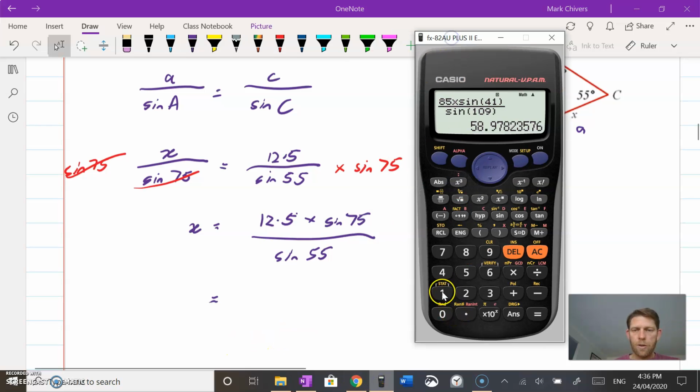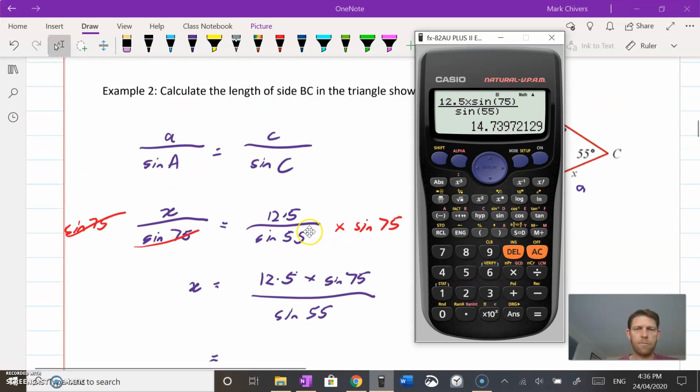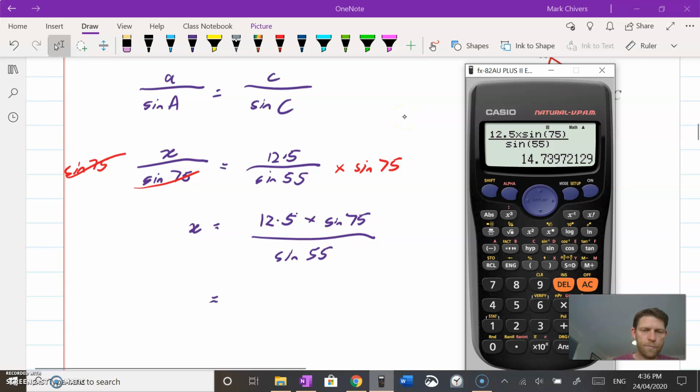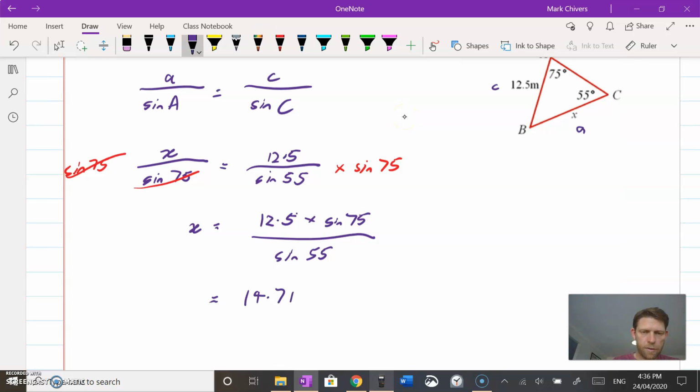So I'll create the fraction first. 12.5 by sine 75 is going to be over sine 55. And we press equals and we end up with, I'll just check on the rounding, 14 point, it doesn't say, so we'll go with 14.74. And that's metres, and that's to 2 decimal places.